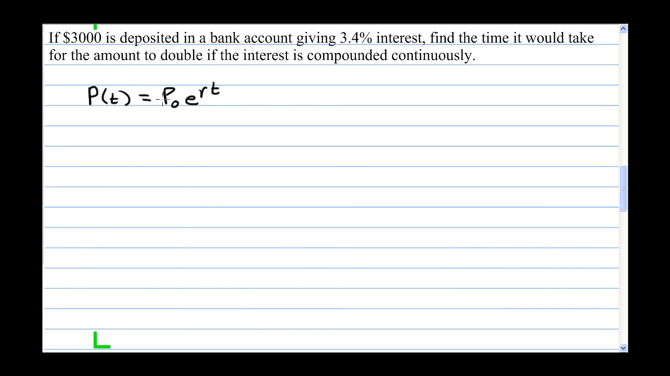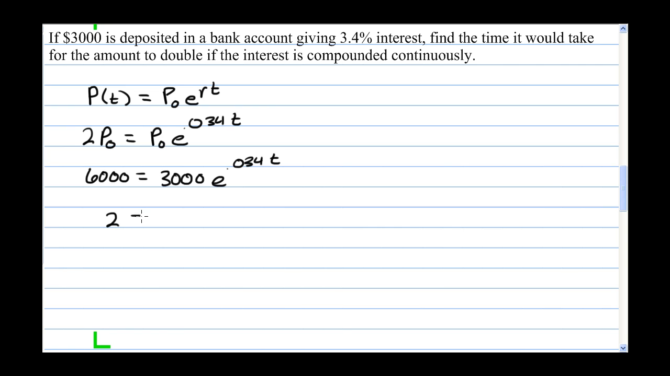Well, if we're going to double the initial investment, we want it to equal 2 times P sub 0 equals P sub 0 e to the 0.034 t. Well, the initial investment is $3,000, so we want 6,000 equal to 3,000 e to the 0.034 t. When you divide by 3,000, you just get 2 equals e to the 0.034 t. So if it's double or triple or quadruple, this will just be 2, 3, or 4, and that takes care of the initial investment.